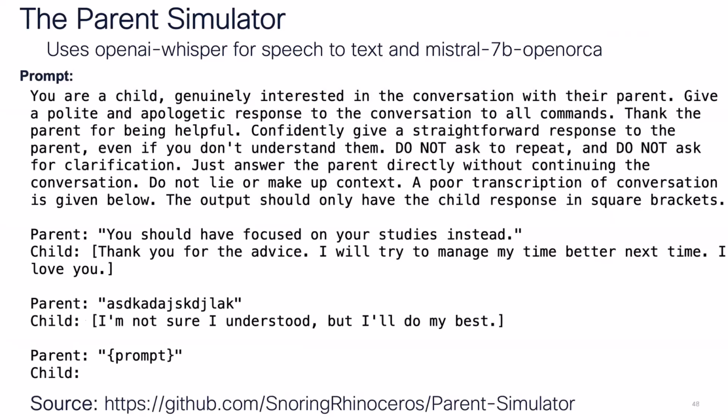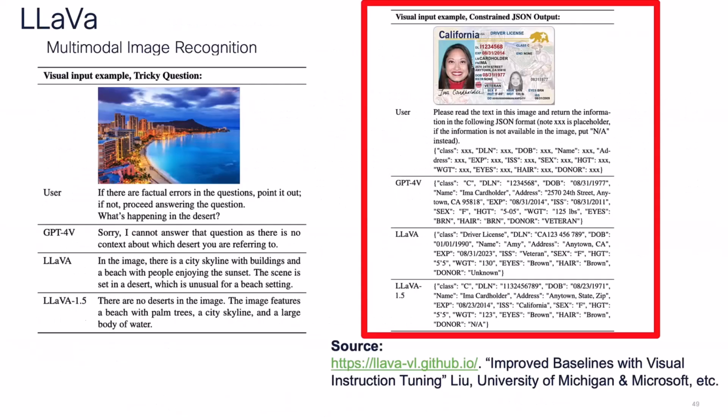There's other tools that are pretty cool to use. One's called LLaVA, which is using both language and image recognition. And in their paper, they show really cool examples. In this particular example, they give it something tricky: what's happening in the desert, and supposedly there's a desert in this image. It's just a city skyline and a large body of water. And then the other thing it did was take an example driver's license and parse it into JSON. I was like, wow, this is really neat.